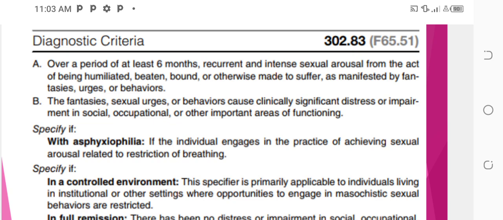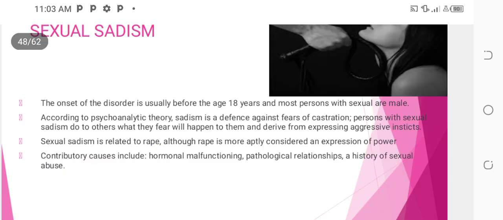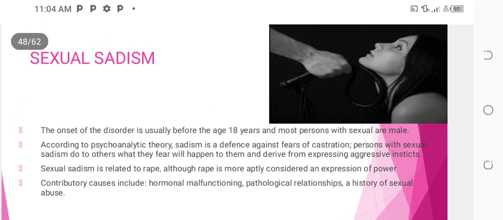Sexual sadism. The onset of the disorder is usually before the age of 18 years, and most persons with sexual sadism are male. According to psychoanalytic theory, sadism is a defense against fears of castration. Persons with sexual sadism do to others what they fear will happen to them, and derive pleasure from expressing aggressive instincts. Sexual sadism is related to rape, although rape is more aptly considered an expression of power. Contributory causes include hormonal malfunction, pathological relationships, and a history of sexual abuse.